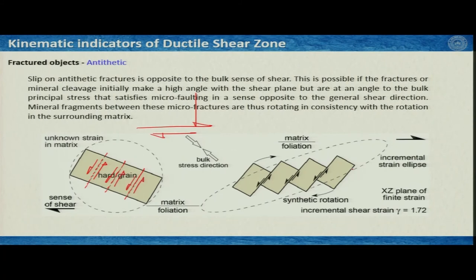And what do we see here? The mineral fragments between these microfractures are thus rotating consistently with the rotation of the surrounding matrix. So the rotation of these minerals, say they rotate this way. The rotation is synthetic with respect to the bulk shear direction, but the sense of shear is antithetic. And these are known as antithetic shear fractures. And with this, it is possible for us to identify the sense of shear.